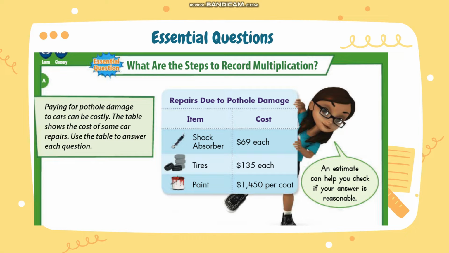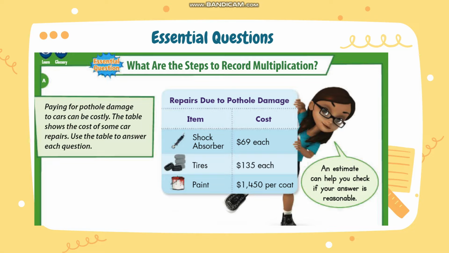So what are the steps to record multiplication? Paying for pothole damage to cars can be costly. The table shows the cost of some car repairs. Use the table to answer each question. And an estimation can help you check if your answer is reasonable.